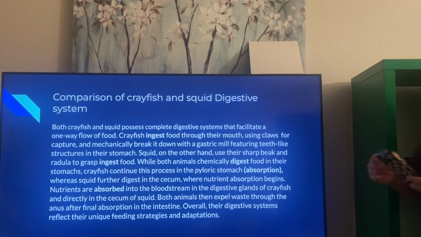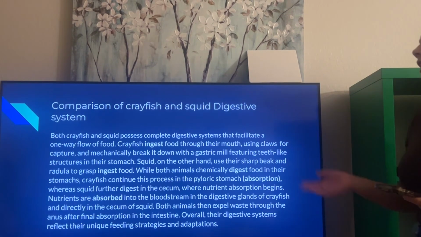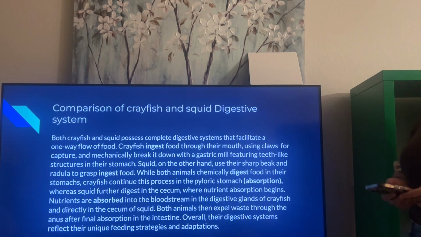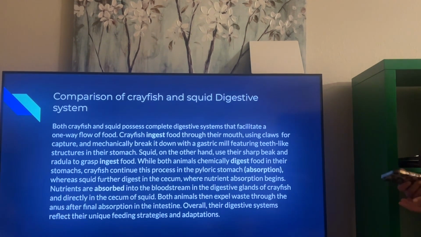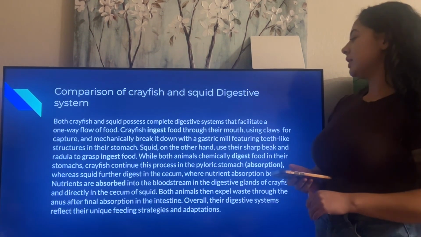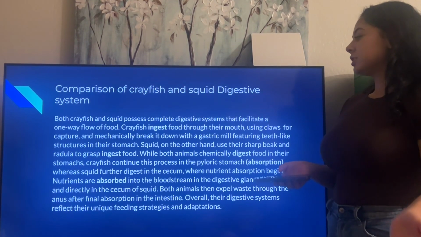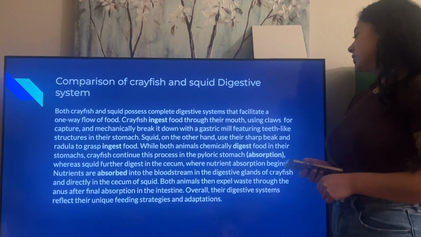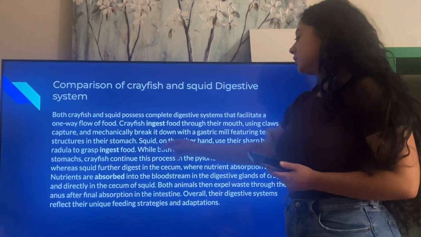To compare, both crayfish and squid possess a complete digestive system that facilitates a one-way flow of food. Crayfish ingest food through their mouth, using claws for capture and mechanically breaking it down with a gastric mill, featuring teeth-like structures in their stomach. Squid, on the other hand, use their sharp beak and radula to grasp and ingest food.